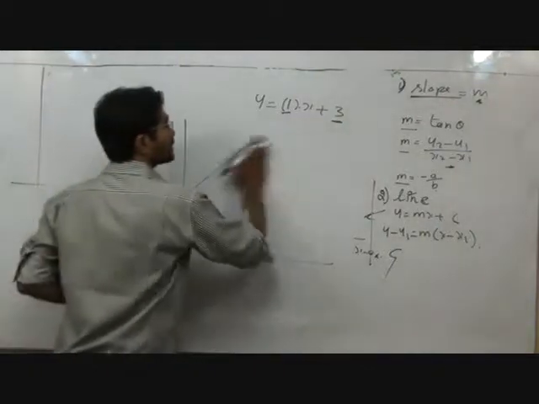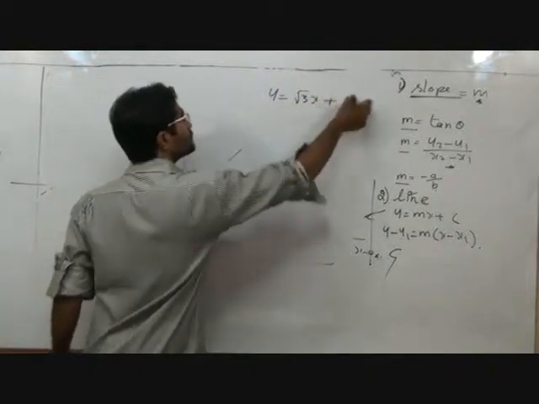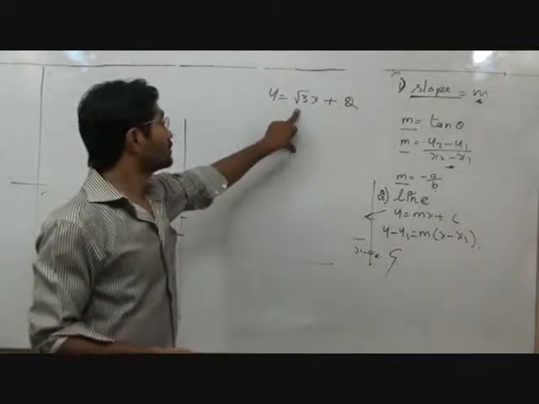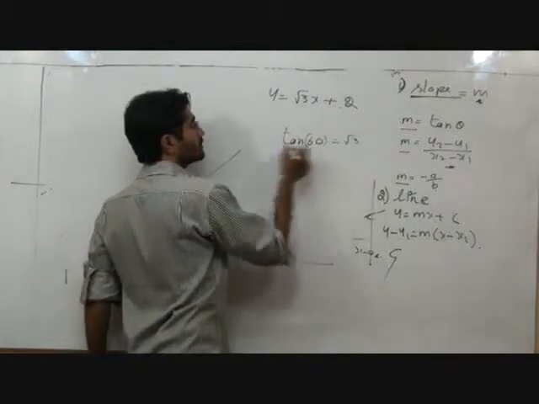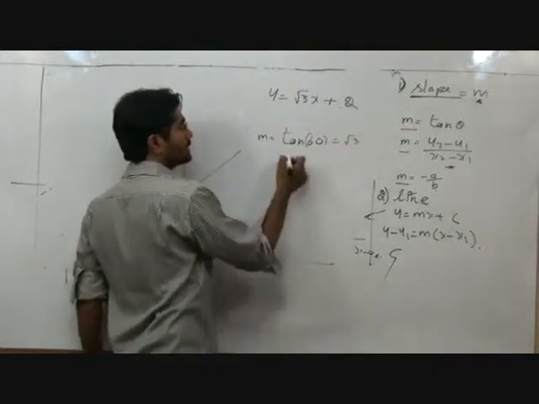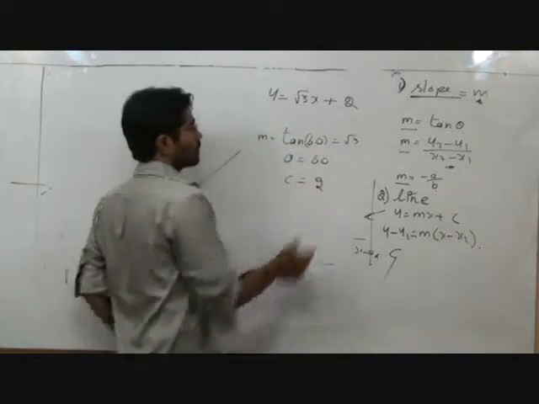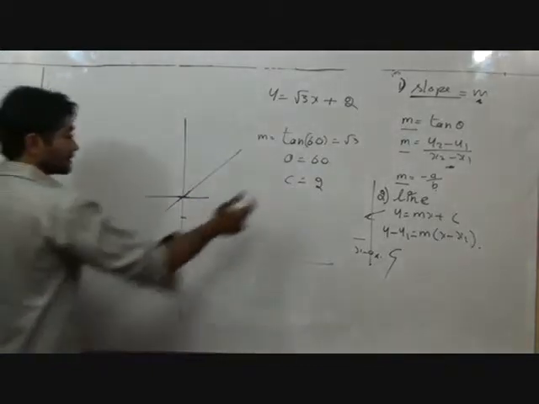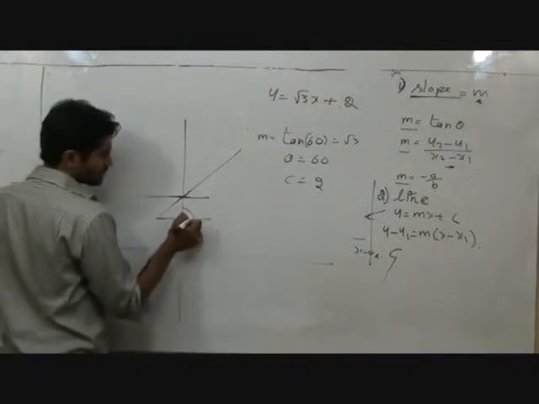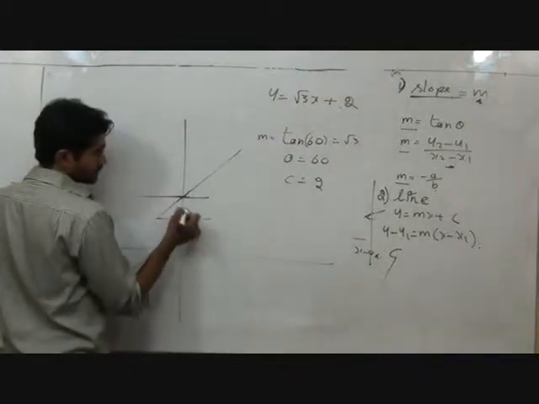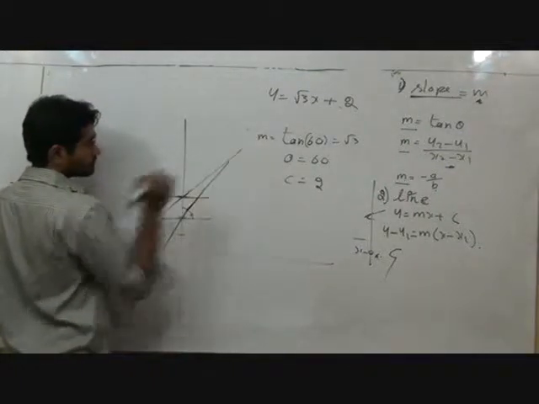Very simple. Let us take another line. If I say y is equal to root 3x plus 2. Now when is tan theta root 3? I know that tan 60 is root 3. Isn't it? It means slope is root 3 and theta is 60. And what is 2 here? C is 2. It is where it is cutting the y-axis. Let us say it is cutting at 1 and 2. Here is the line, and it's making an angle of 60. So this is my line. Look at that. Very simple.